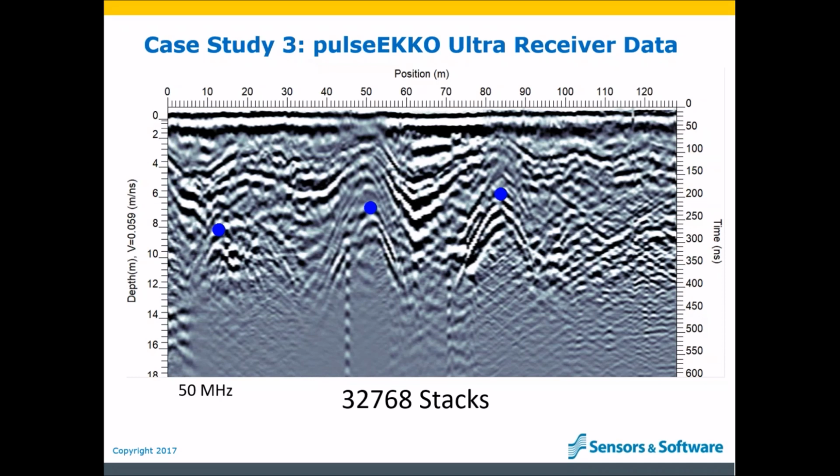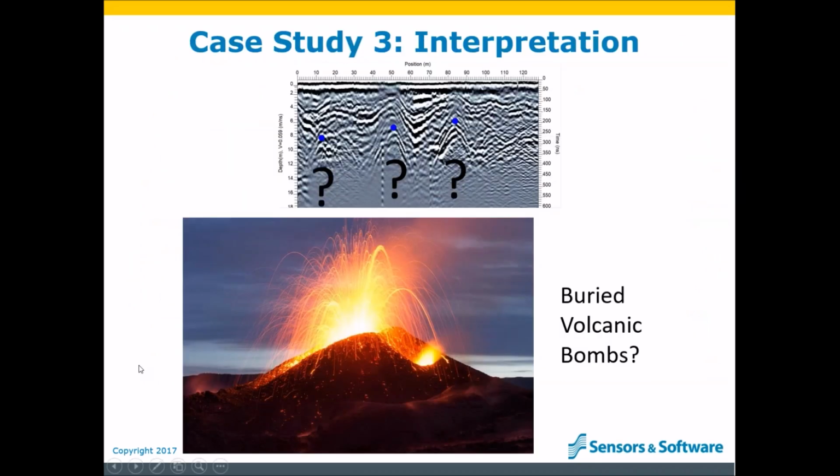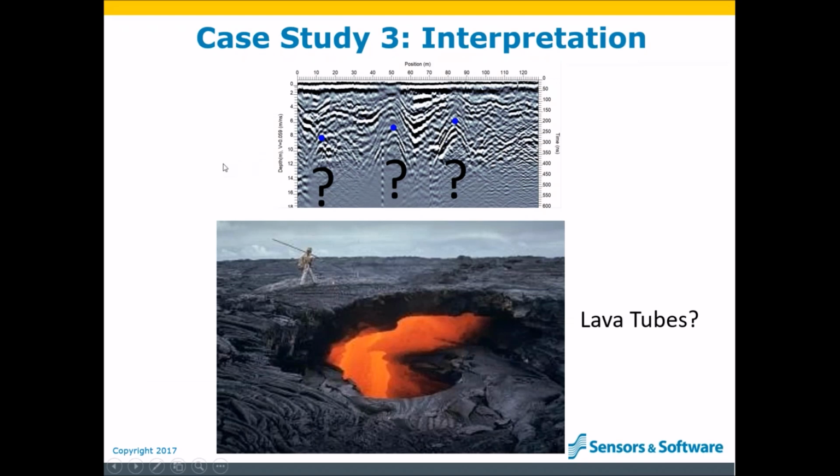The clarity of the signal and the high quality data meant that the discussion of data interpretation started in the field and not in post-processing. Are these 3 large hyperbolic features buried volcanic bombs ejected from the volcano in some earlier eruption? Or are they lava tubes? This data has not been ground truthed, so it's fun to think about the possibilities.